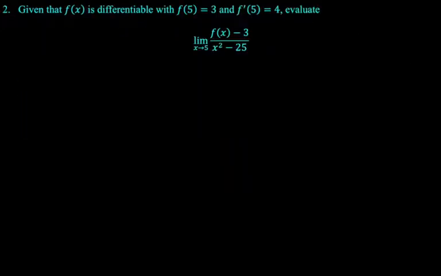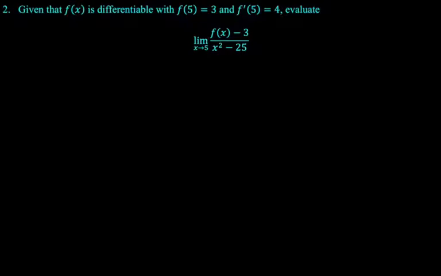Given that f of x is differentiable, so that's important because differentiability implies continuity, and continuity means that the limit exists, the function exists, the limit equals the value of the function. Kind of go through that every time I think that. With f of 5 is 3, f prime of 5 is 4, evaluate the limit as x approaches 5 of f of x minus 3 over x squared minus 25.